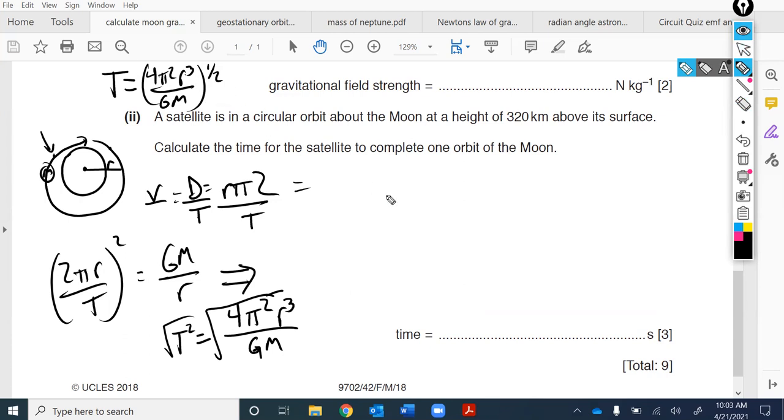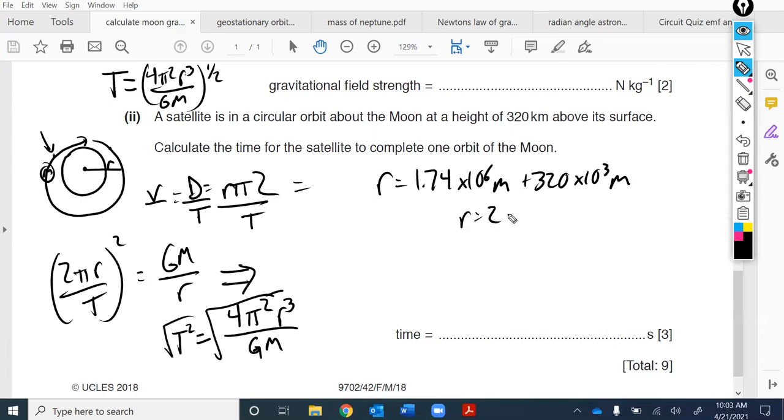So what is this radius? The radius is 1.74 by 10 to the 6 meters to get from the center of the moon to its surface, plus another 320 kilometers. So we can add 1.74 by 10 to the 6 plus 320 times 10 to the 3. And we get 2.06 by 10 to the 6 meters. And now we've got everything we need to solve for time.